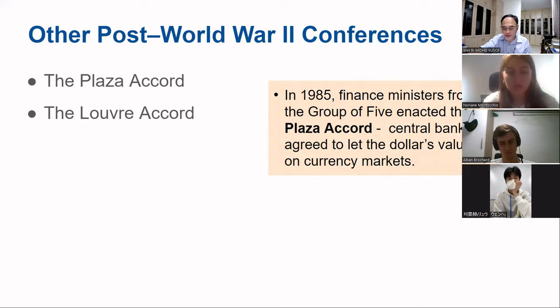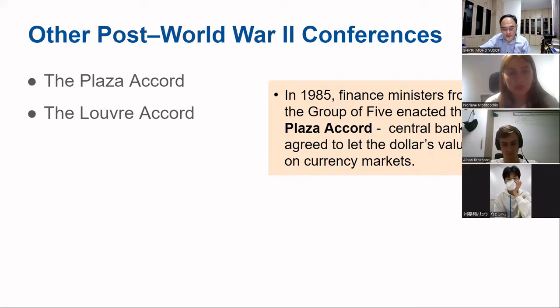From its peak in February 1985, the dollar plummeted about 46% against the German mark and 41% against the yen by the beginning of 1987. So in two years, you see the value reduce.